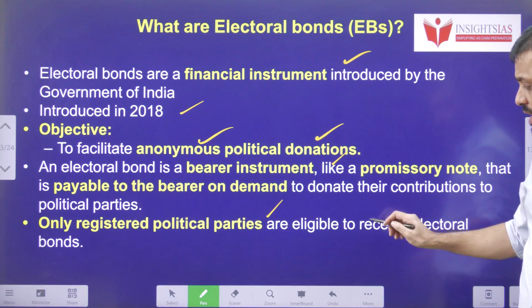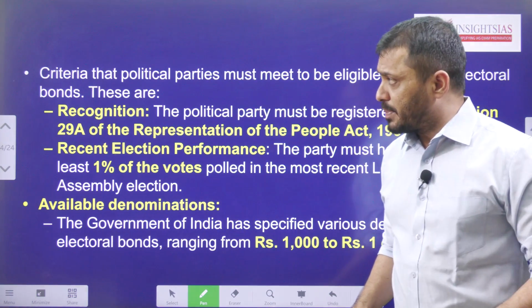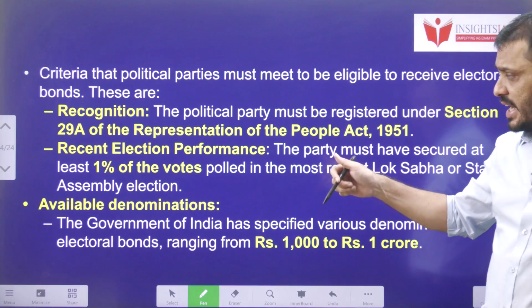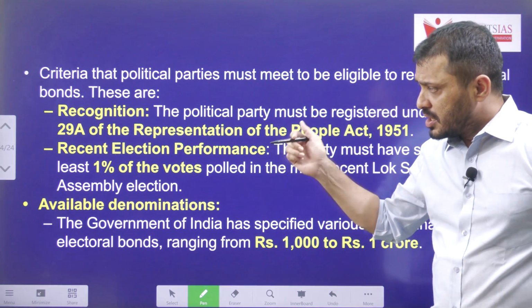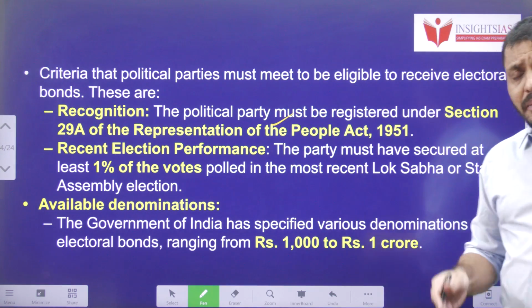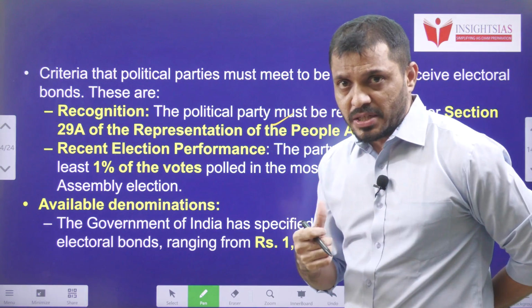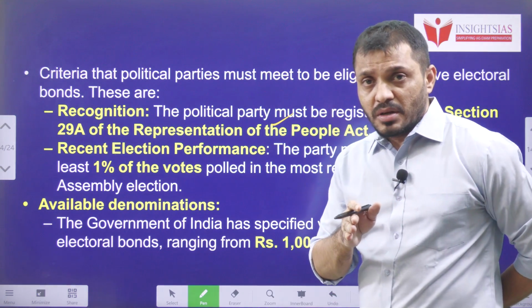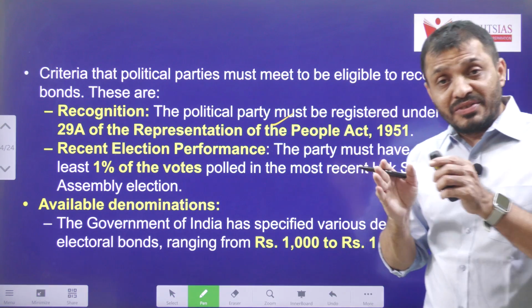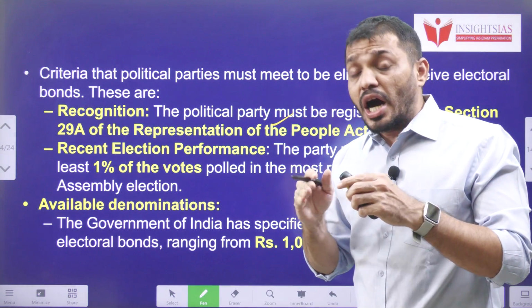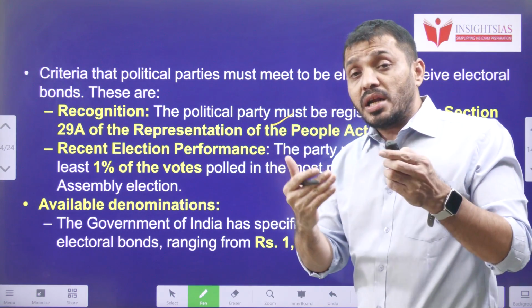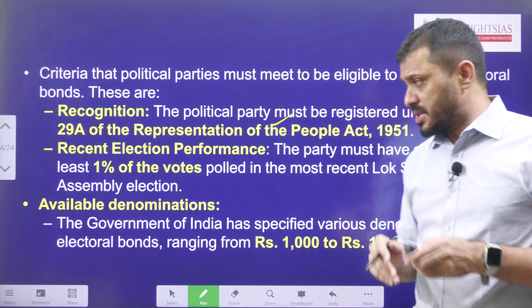And donation can be given to only registered political parties. Then Article 29A, whichever political parties are registered, to them only the money can be given. And by the way, what is your opinion on this judgment? What is your take on this? Whether you are agreeing with the same apprehension, or do you have some other apprehensions, or do you think electoral bonds serve the purpose?